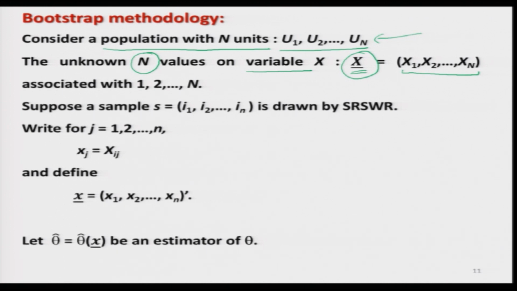Now, suppose from this population I try to draw a sample. The sample is going to be some small n number of values out of this capital X1, X2, ..., XN.